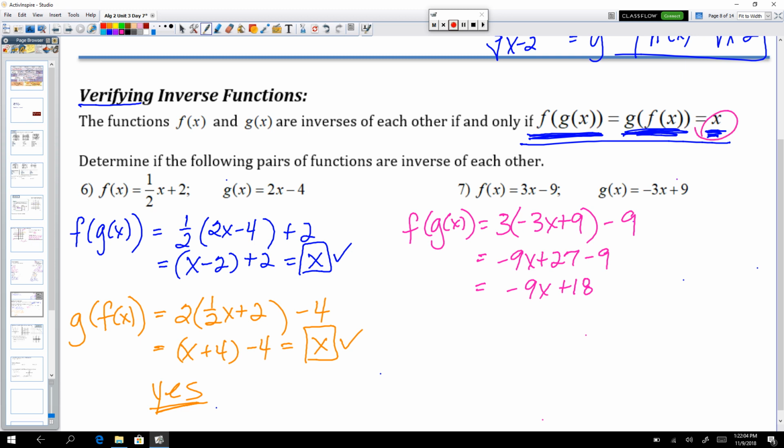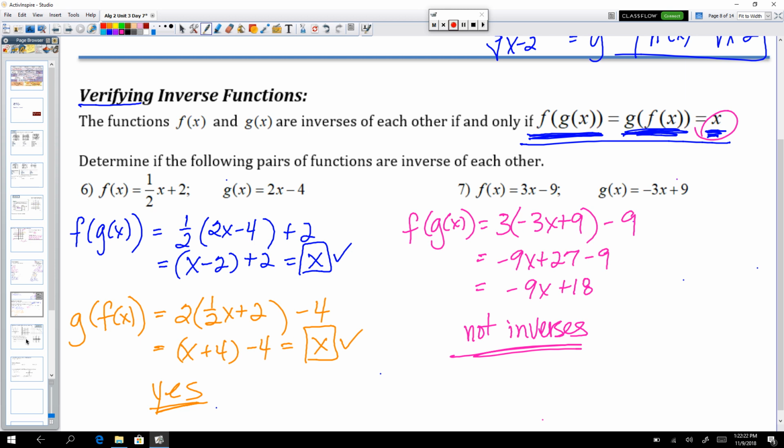If f of g of x does not equal x, there's really no reason to ever go to the next step of g of f of x. Because if one doesn't equal x, then they're definitely not inverses. Okay?